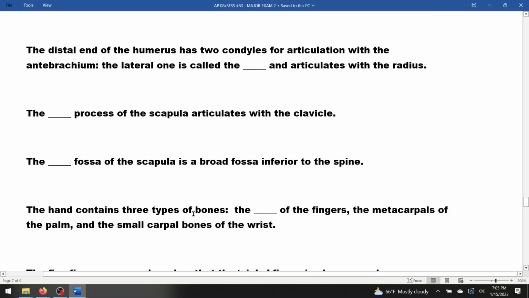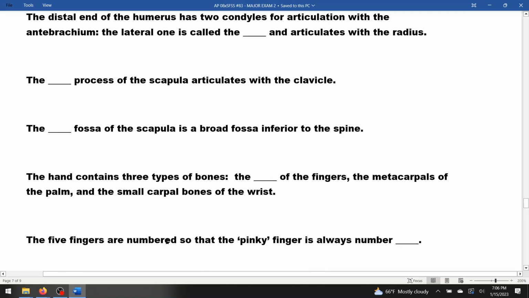The hand contains 3 types of bones. The blank of the fingers, the metacarpals of the palm, and the small carpal bones of the wrist. So we need phalanges to go there, the phalanges of the fingers. The 5 fingers are numbered so that, well, remember the thumb is 1, so the pinky has got to be number 5. It's always numbered 5, digit 5.